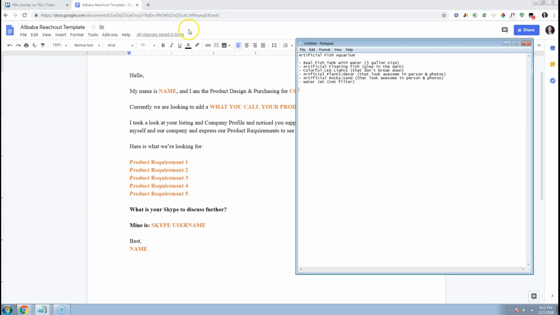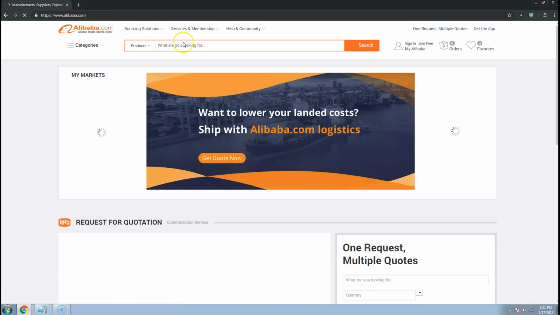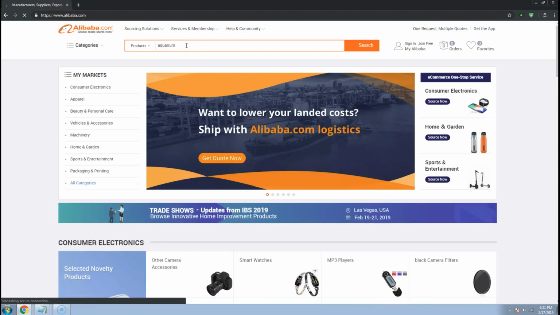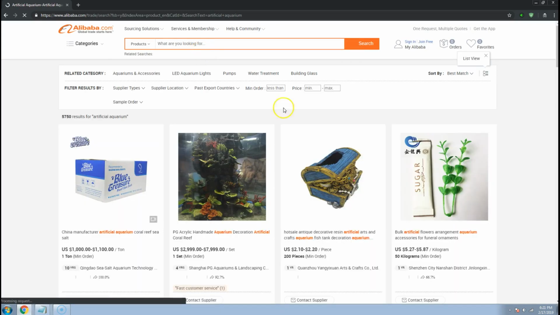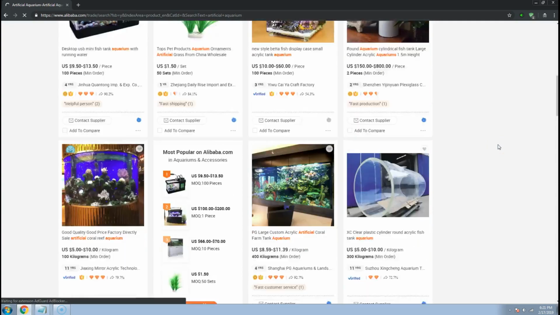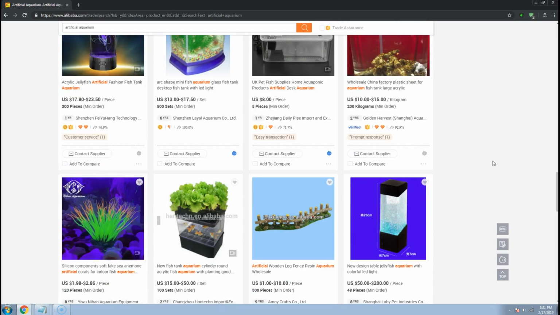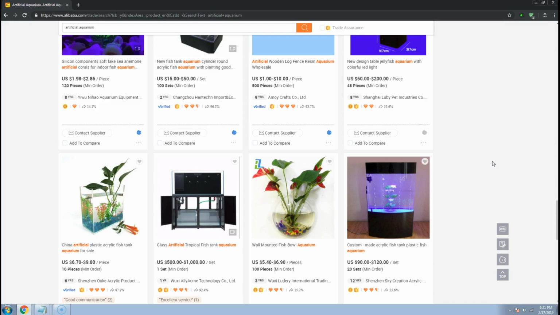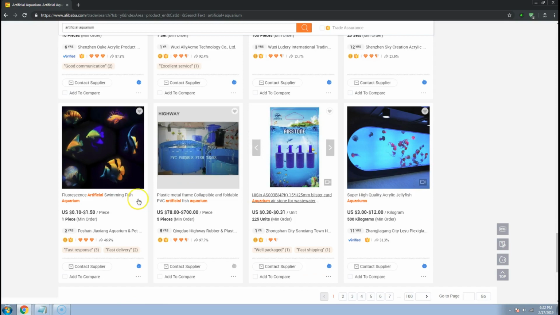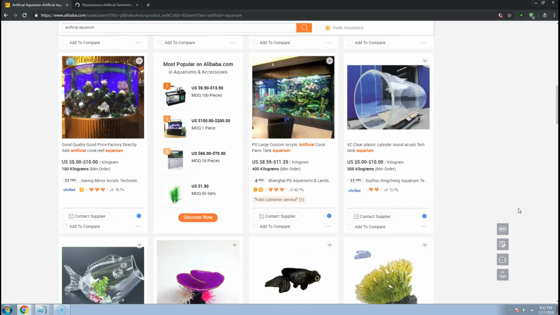And before I actually go into this template, let's do this. So we go to Alibaba. And I'm going to search up something like artificial aquarium and look for suppliers that have something similar to what we're looking for. Fluorescence artificial swimming fish. So they have one part of what we're looking for. That would be a potential supplier that we can chat with.